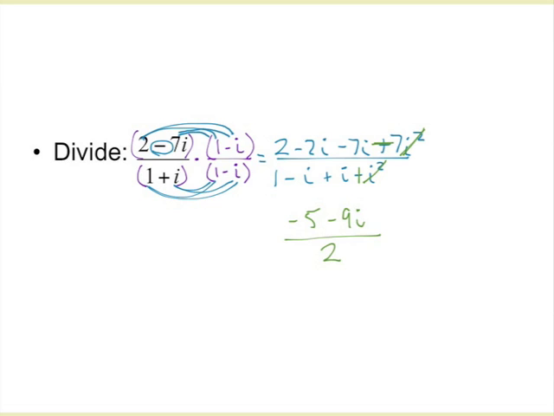And the final step is to clean it up so that it's an a plus bi by taking that 2 that's on the bottom and dividing it into each part of the top. So I get negative 5 over 2 minus 9 over 2 times i.